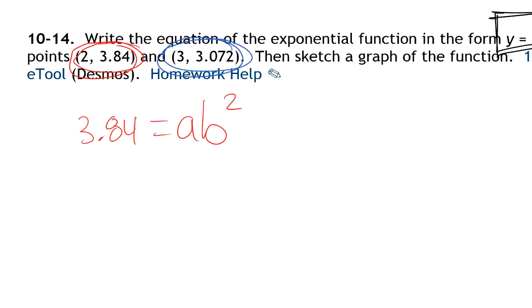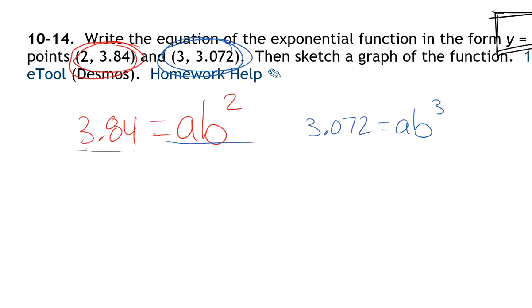So same thing for the blue one. We've got y, which is 3.072, equals a times b to the third power. Okay, so what we've been doing is isolating a in one of the equations and then plugging into the second equation. So I'm going to isolate a in this first equation, and it's just one step.